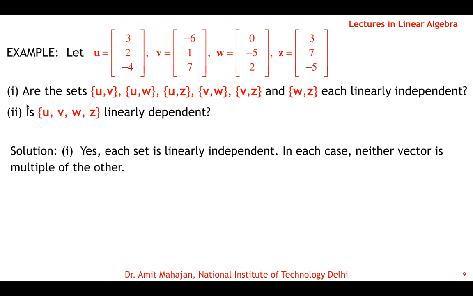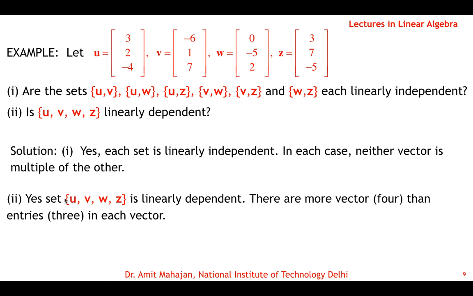Now, is the set of vectors u, v, w, z linearly dependent or not? Clearly, you have four vectors and the number of entries in each vector is 3. So you have more vectors than entries in each vector. By the theorem, this set is definitely linearly dependent. There are more vectors, 4 in this case, than entries, 3 in each vector.